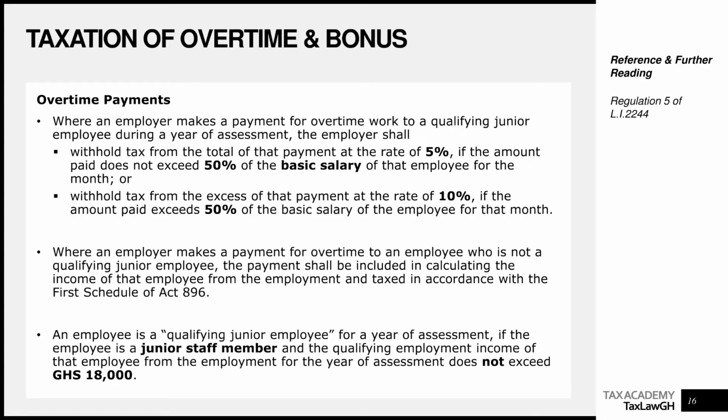If your qualifying employment income exceeds 18,000 cedis, you are not a qualifying junior employee. If you are a senior staff member, but your income does not exceed, you are still not a qualifying junior employee. So it's two conditions that must be satisfied. You must be a junior staff member, and also your qualifying employment income must not exceed 18,000 Ghana cedis for the whole year.